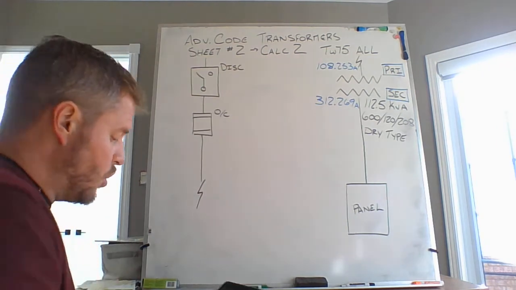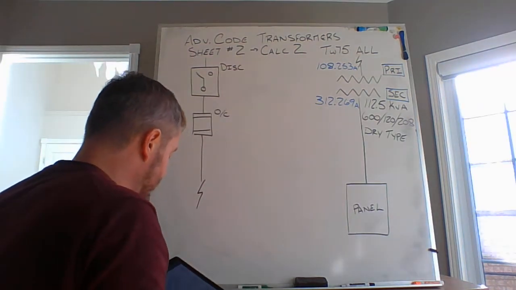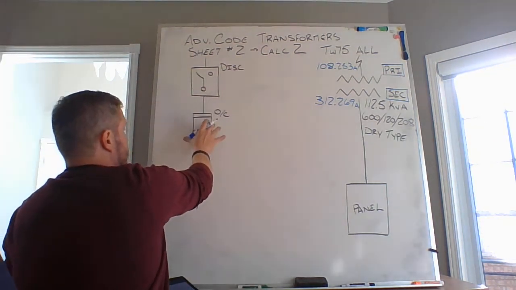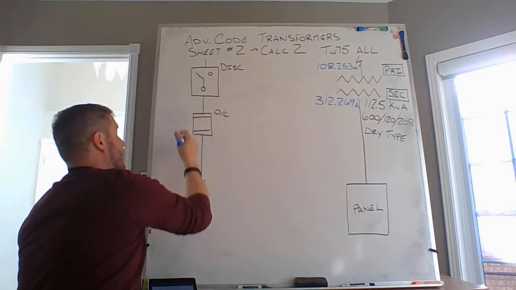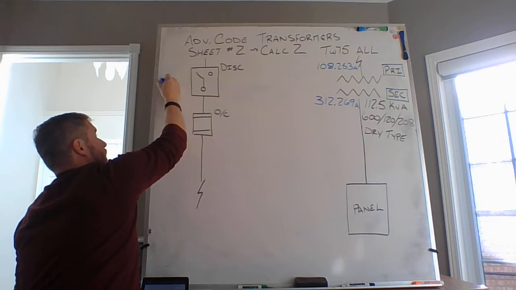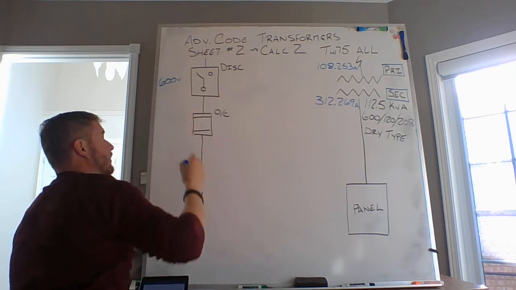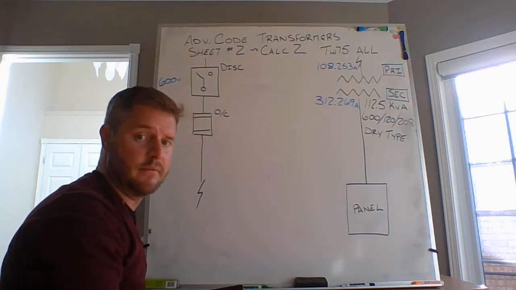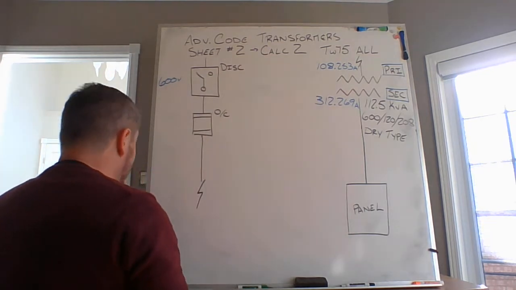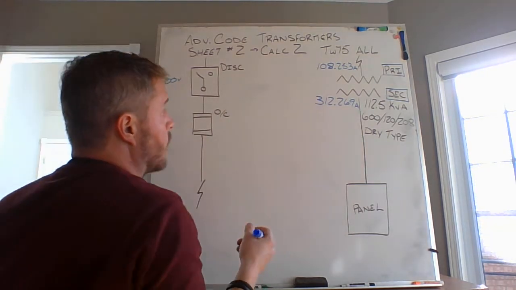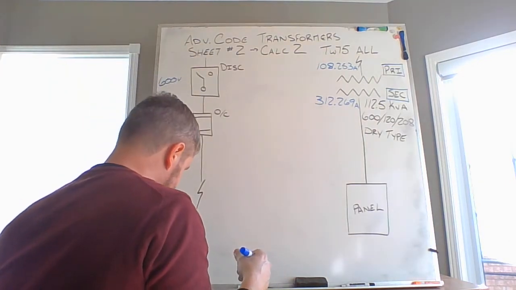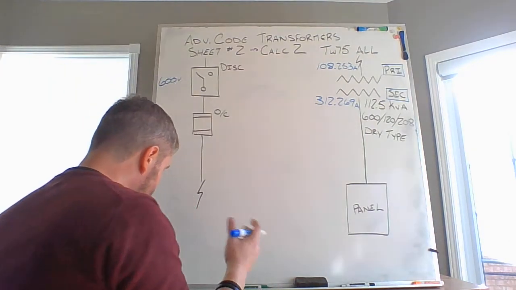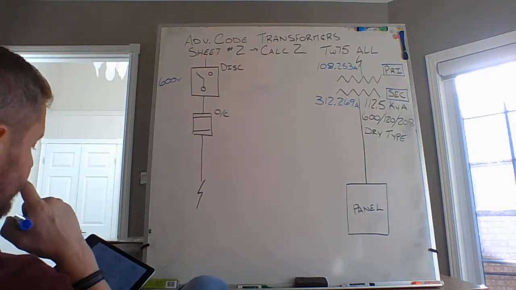Okay? Majority of the time, like I had stated, your overcurrent device is going to be on the primary side of the transformer. This is primary side over here. This is our 600 volt side on that side. All right? So I am concerned with my 108.253 amps. I am concerned with that value for right now.